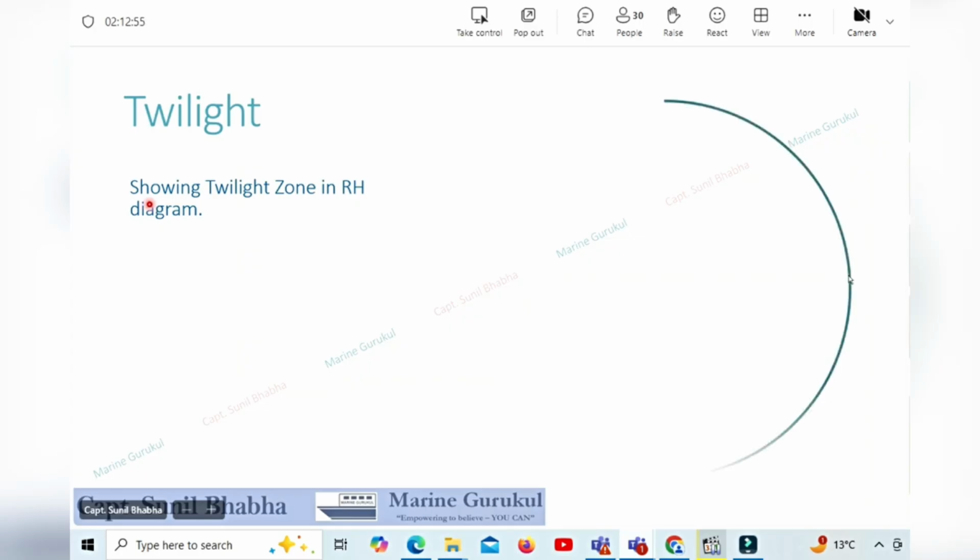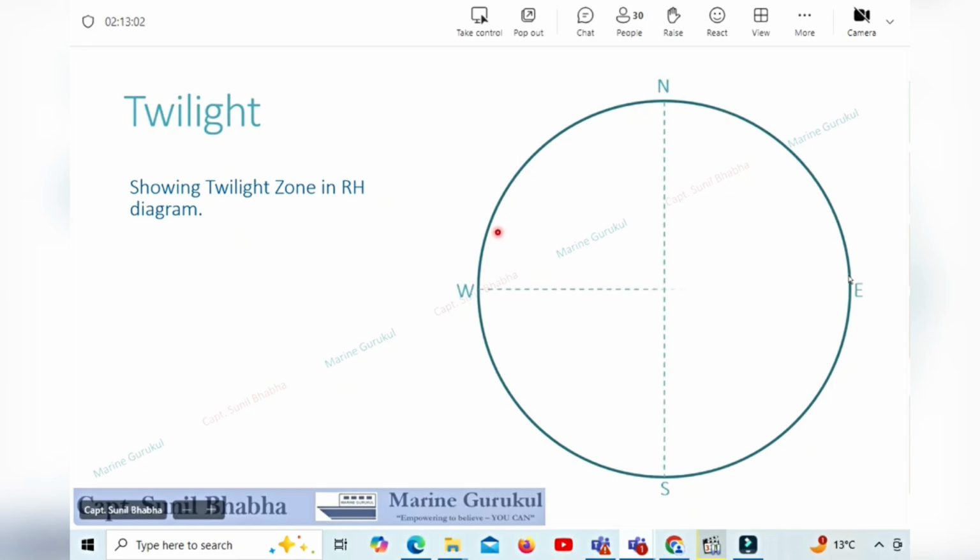So let us try to see this. We have the rational horizon diagram on the screen now. We have the NSEW points, and we have the zenith in the center. Now we are aware that this rational horizon diagram represents the zone from the zenith, which is at 90 degree altitude, to our rational horizon, which represents 0 degree altitude. So all the points within this rational horizon circle represent altitudes from 0 degrees to 90 degrees.